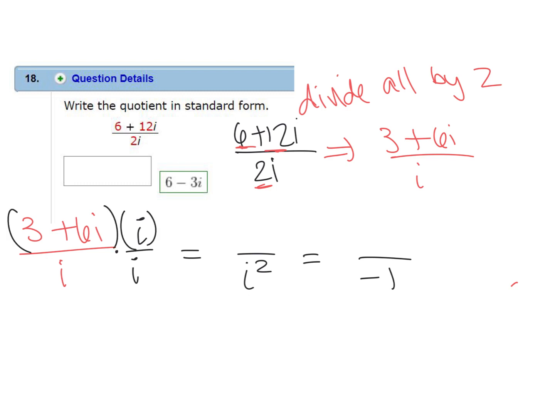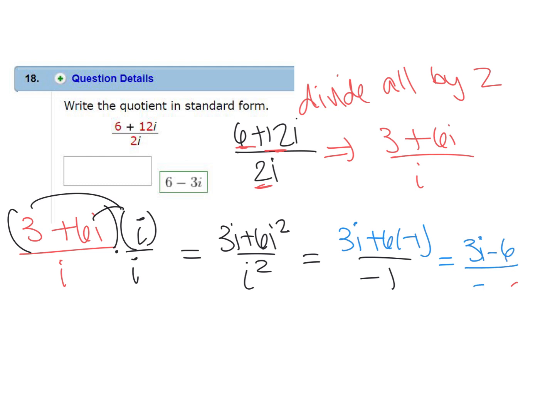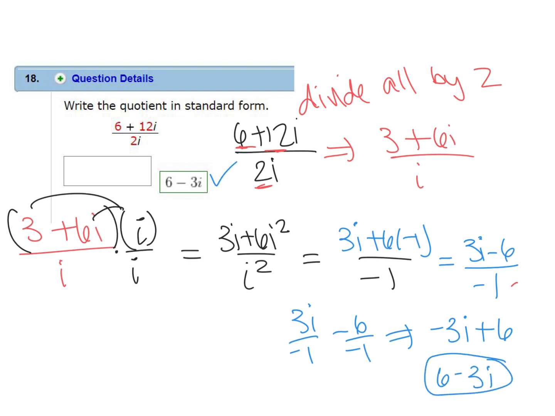And then up here, I'll have to distribute. So that'll be 3i plus 6i squared. So that becomes 3i, and then this i squared becomes a negative 1. So that's 3i minus 6 over negative 1. And then I apply the negative 1 to both pieces. So 3i over negative 1 minus 6 over negative 1 becomes negative 3i, and then a negative over a negative becomes a positive 6. I rearrange it to be 6 minus 3i. You can see that's the format they want you to write it in.